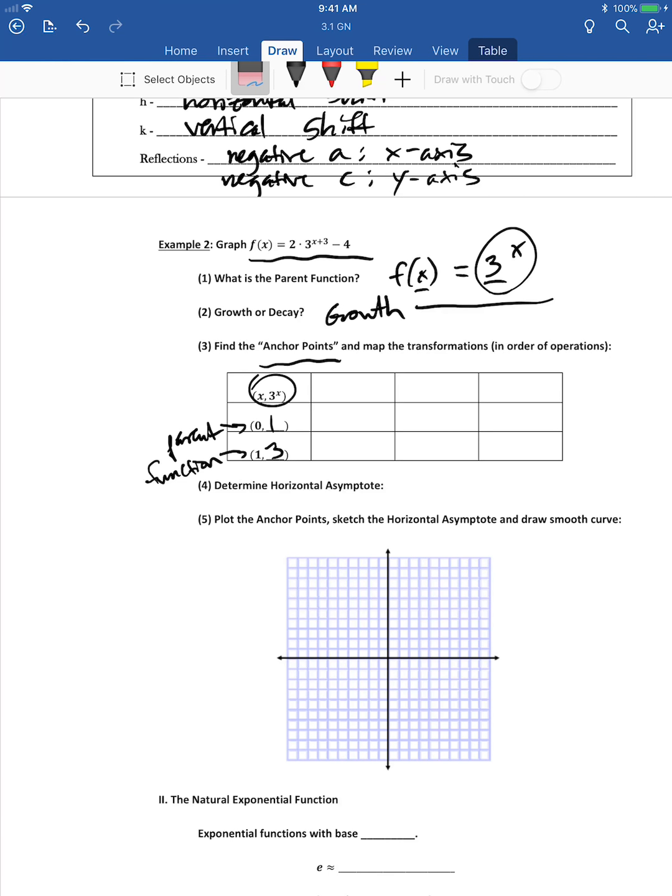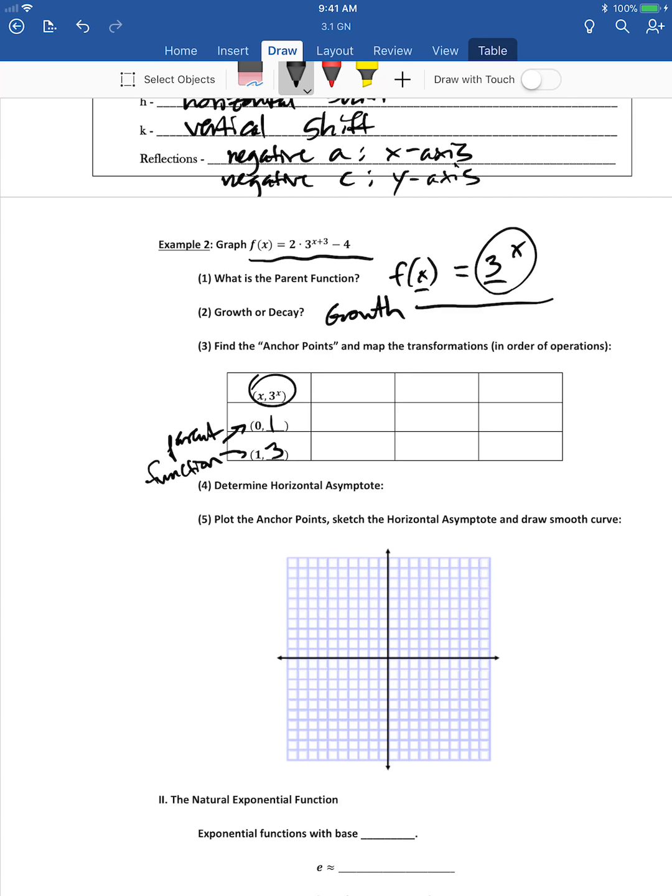You don't want to plug this into the transformed function because that'll defeat the purpose of everything we're about to do. So starting with this, we have our 2 points now. We call these anchor points. You will see this terminology throughout the unit.